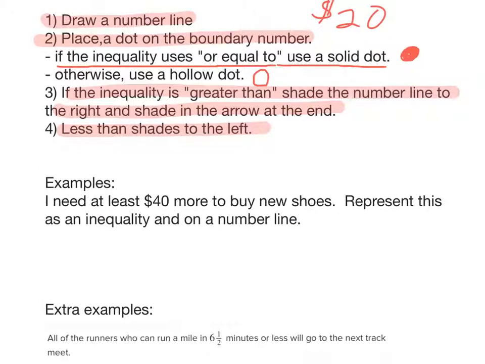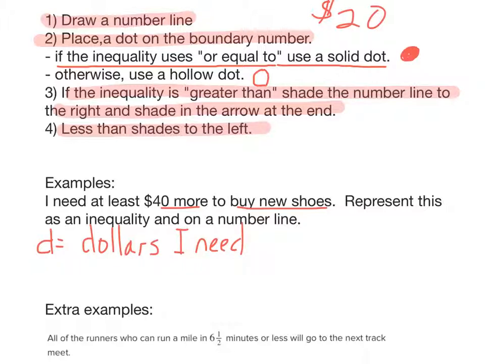I need at least $40 more to buy new shoes. Represent this as an inequality and on a number line. So I'm going to say D equals the dollars I need, because I have to use a variable. And I'm going to use D.